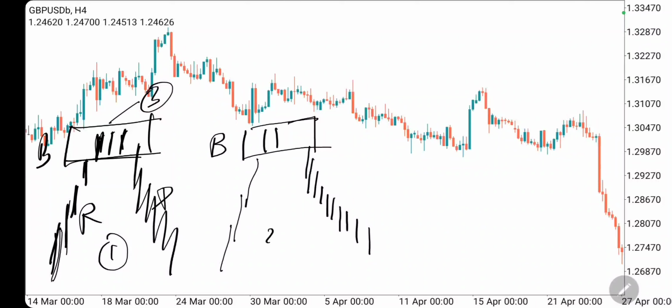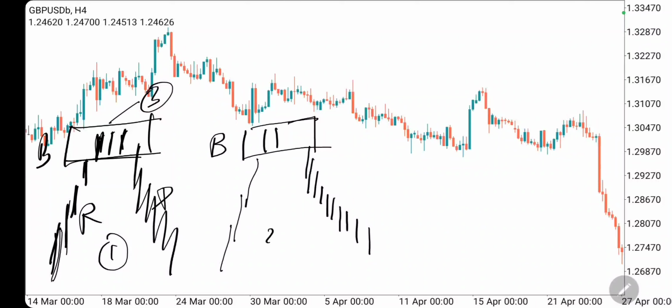Also trade drop base rally demand zone instead of trading rally base rally demand zone. All right, that is the first thing.